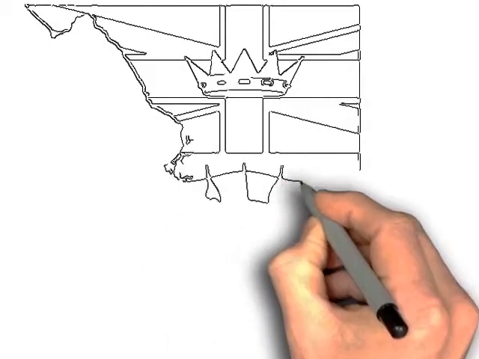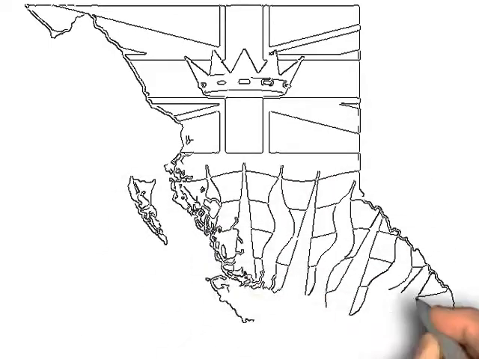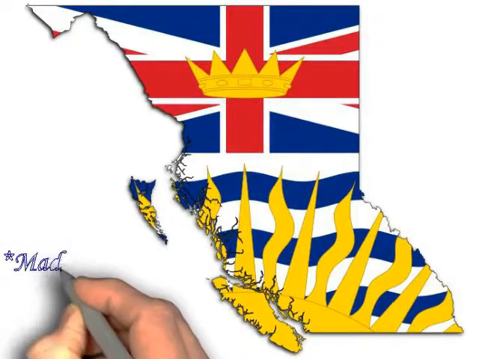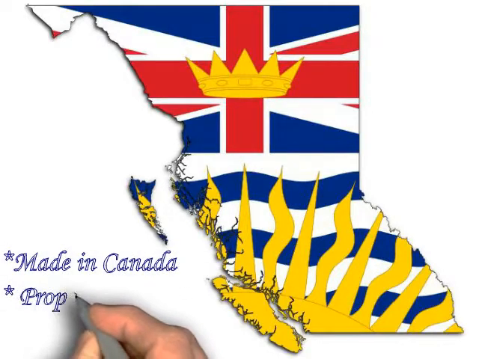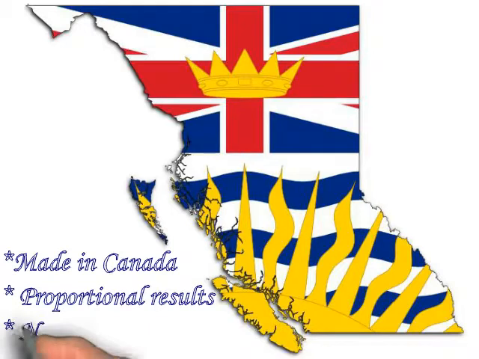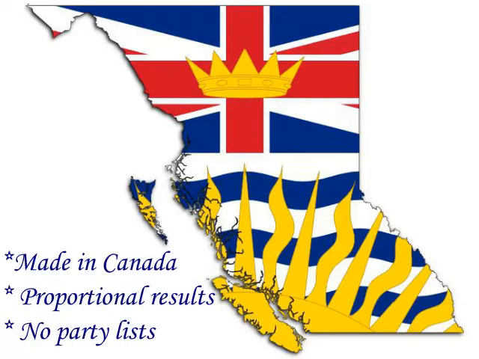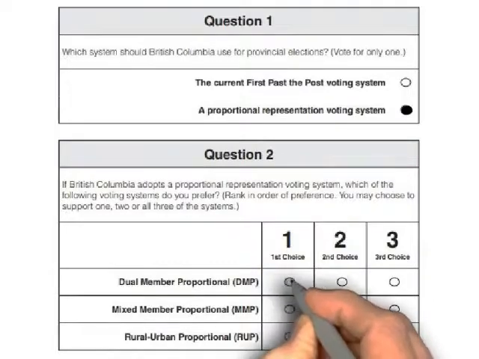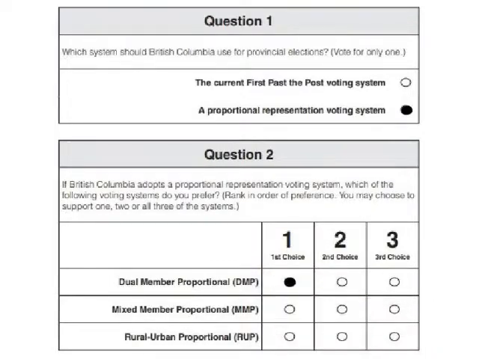Dual-member proportional is one concrete way to create more accurate, democratic results in BC elections. As a made-in-Canada voting system that achieves proportional results without using party lists, DMP is a perfect choice for British Columbia. Please support DMP in the upcoming referendum. Say yes to proportional representation and then select the dual-member proportional as your first choice.